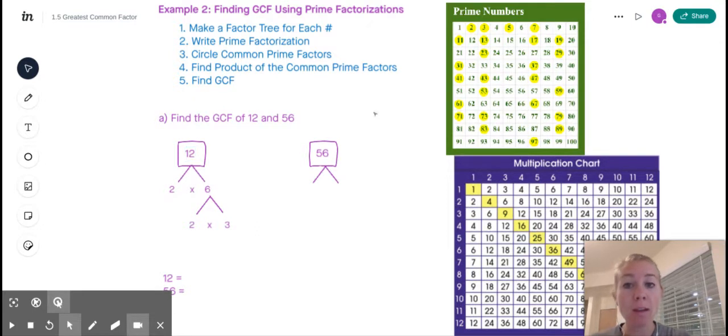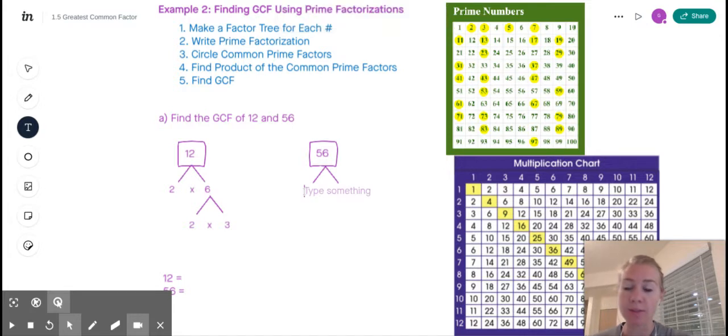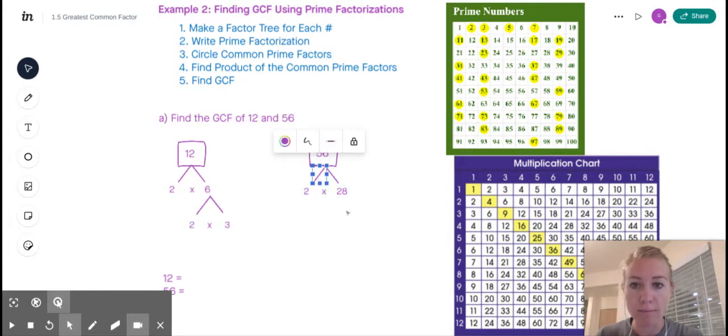Okay, now let's do that for 56. Again, 56 is even. It ends in a 0, 2, 4, 6, or 8. So 2 is a factor of 56. 2 times 28 is 56. 2 is a prime number, so we're not going to branch out. 28 is not a prime number, so we're going to keep branching out. Draw some more branches.